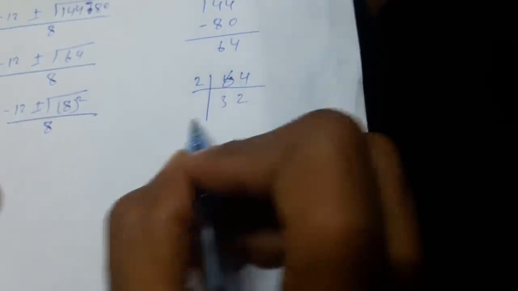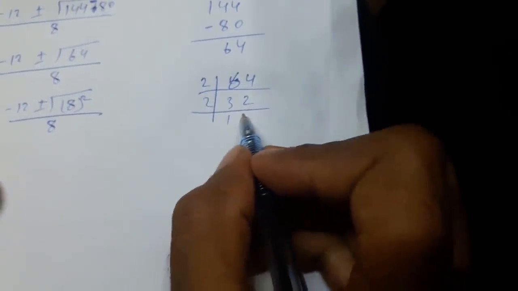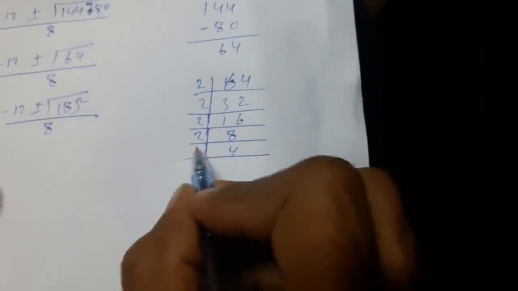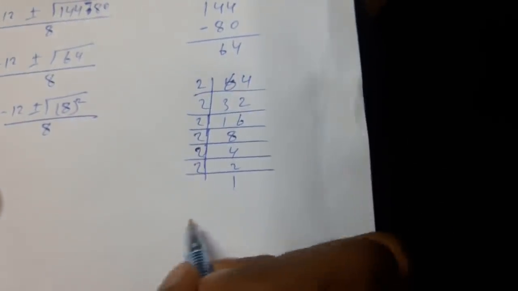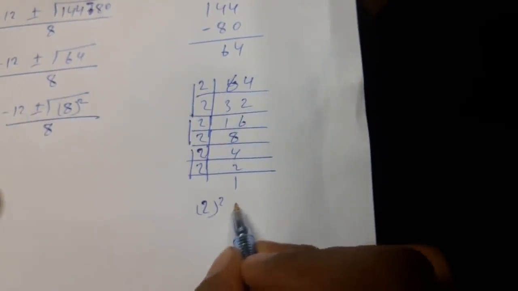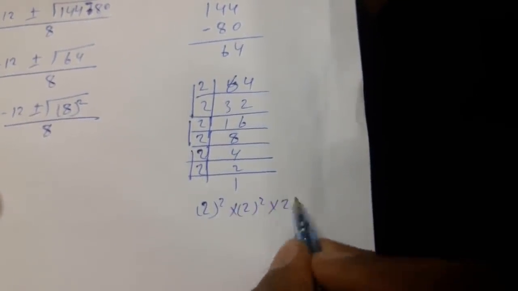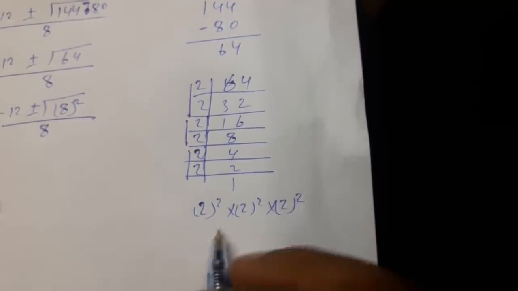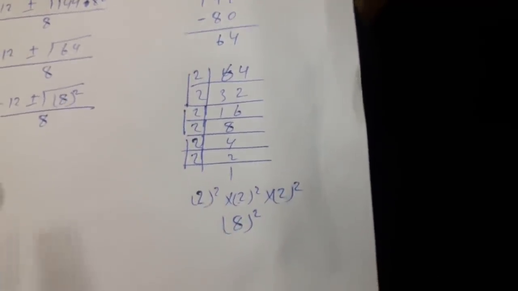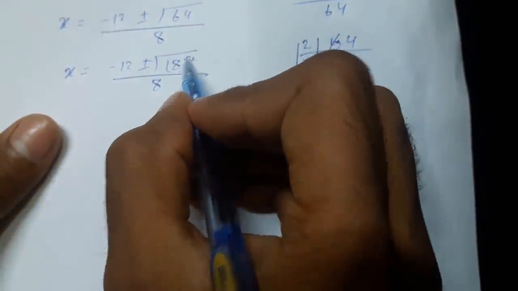2 3s are 6, 2 2s are 4, again 2, 2 1s are 2, 2 6s are 12, 1 carry here, so this will be 12 and 16. 2 8s are 16, 2 4s are 8, 2 2s are 4, 2 1s are 2. So here 2 1 pair, second pair and third pair. So 2 squared into 2 squared into 2 squared, or you can merge this one. 2 2s are 4, 4 2s are 8, and 8 squared. So here I am putting 8 squared. Now we will cancel 8 squared here.